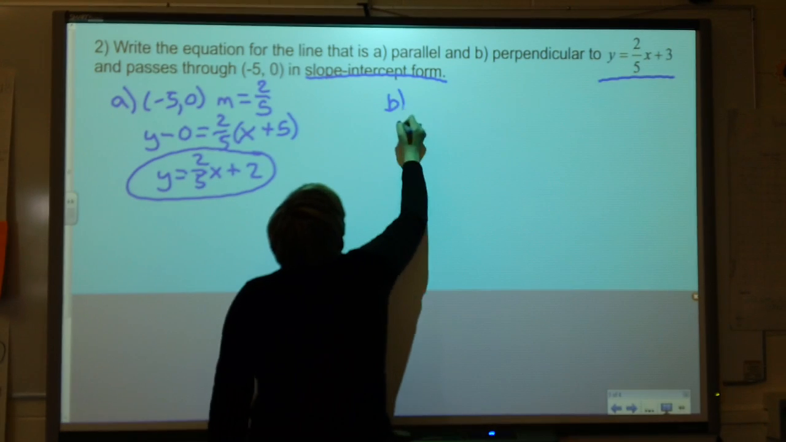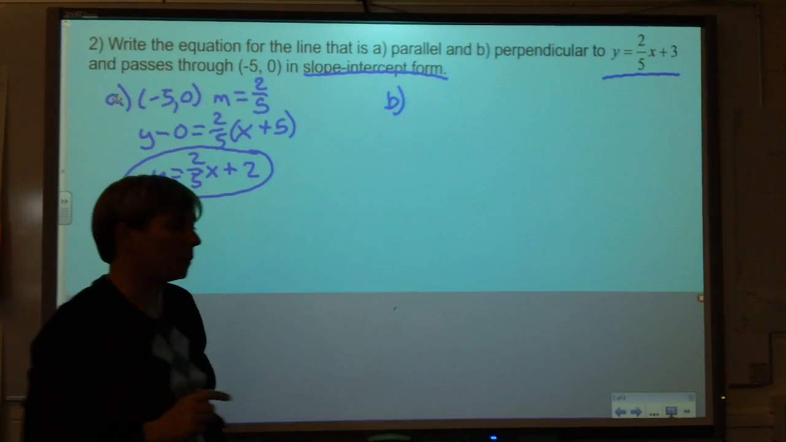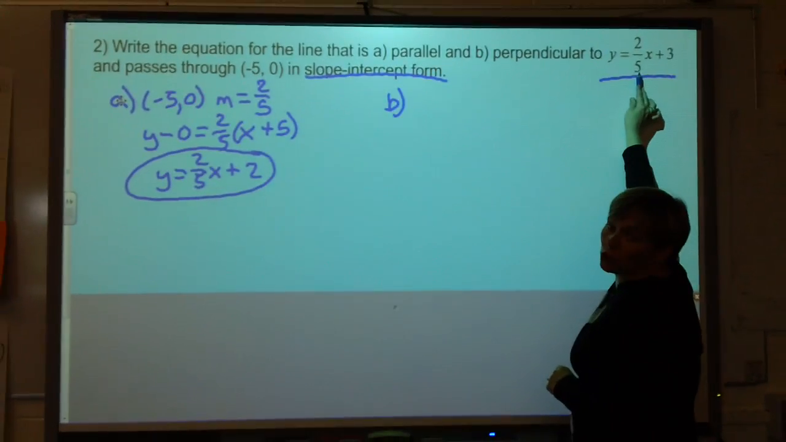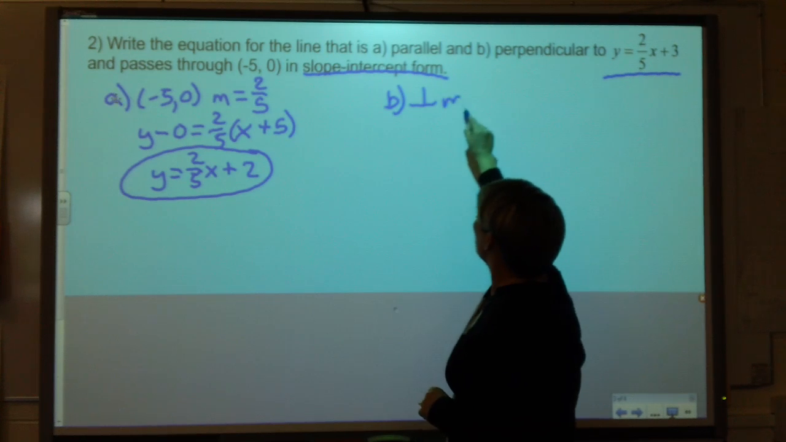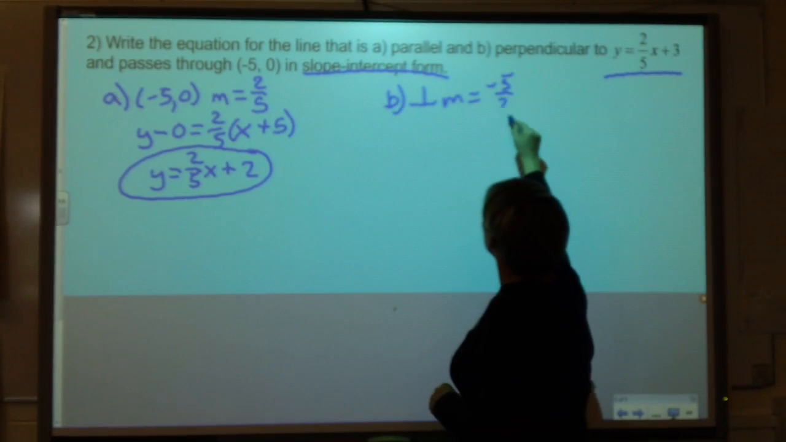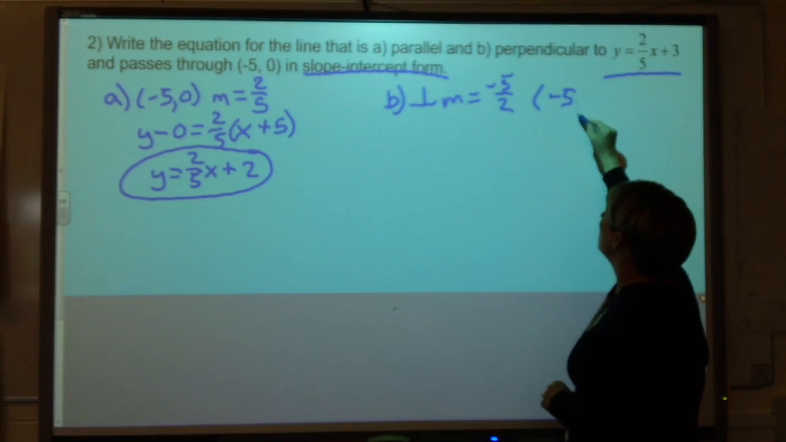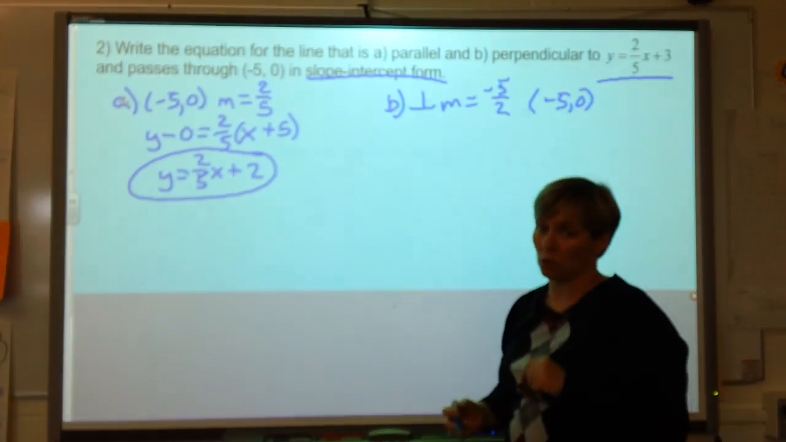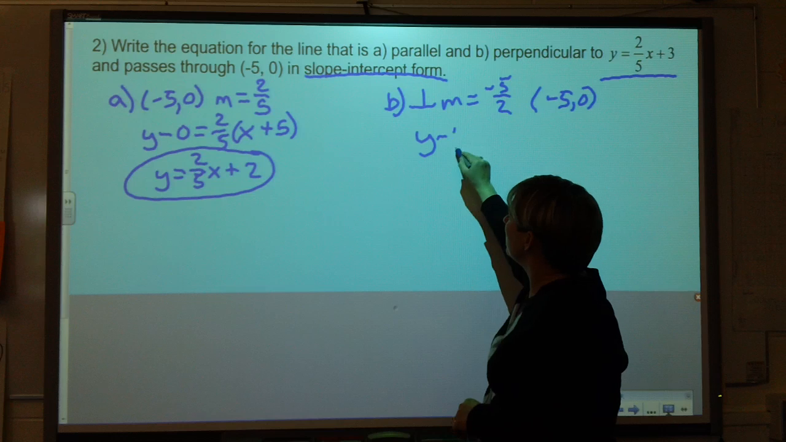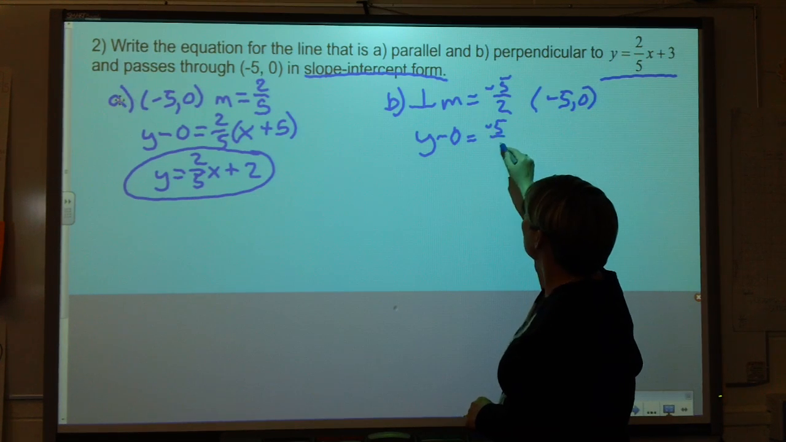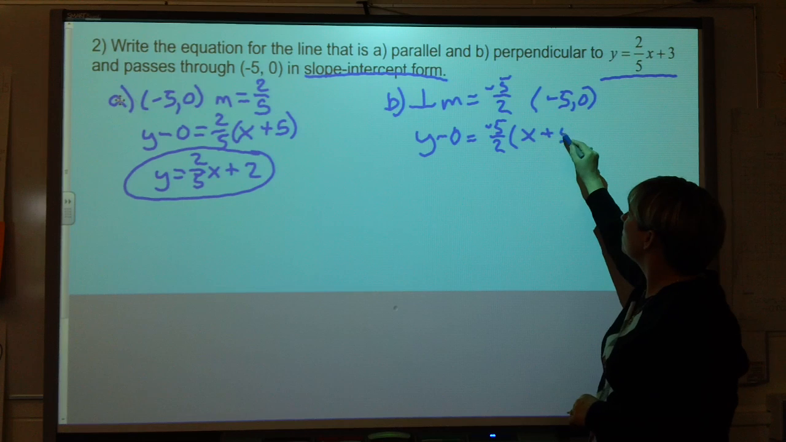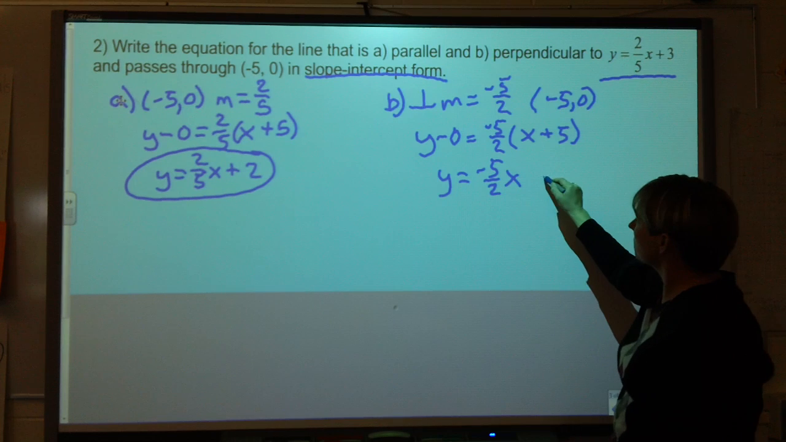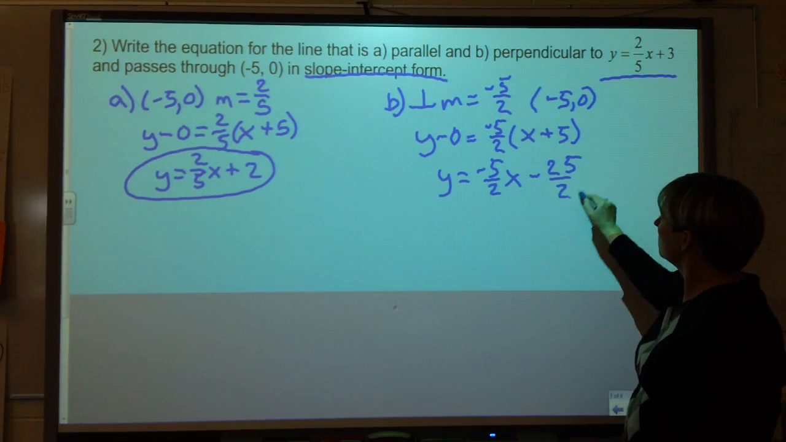Part B asks for the perpendicular line. Well, remember, we said perpendicular slopes are opposite inverse. So while my slope of this one is 2/5, my perpendicular slope is going to be negative 5/2. And I'm still going to use the same point, negative 5, 0. I'm going to use my point-slope form again, especially since I'm solving for y. So that gets me y minus 0 is equal to negative 5/2 times x plus 5, and then solve for y. And I'm finished.